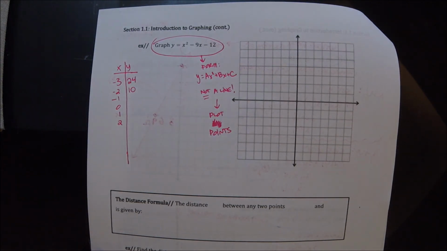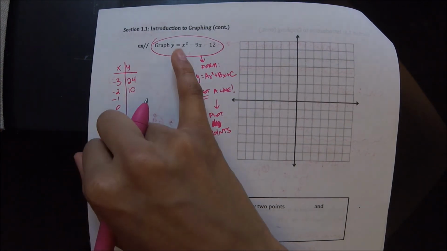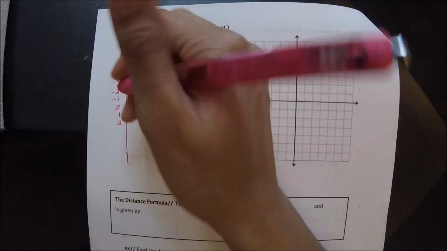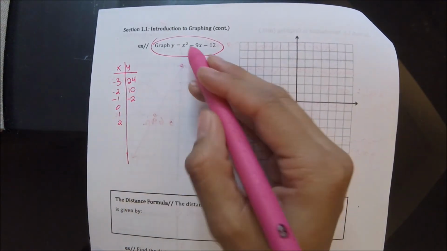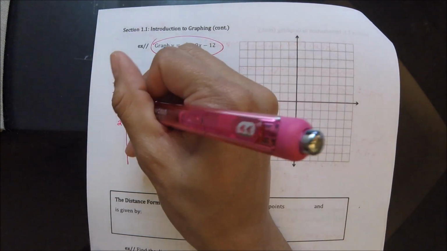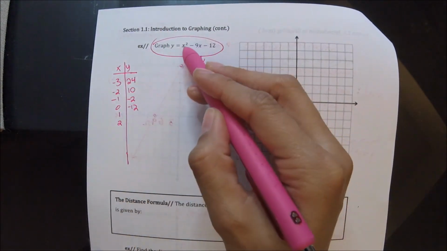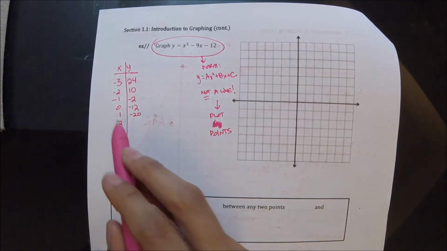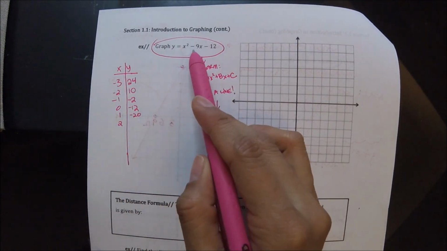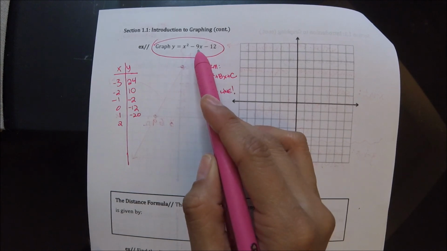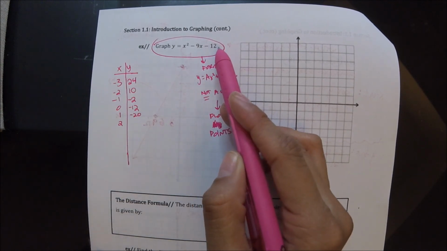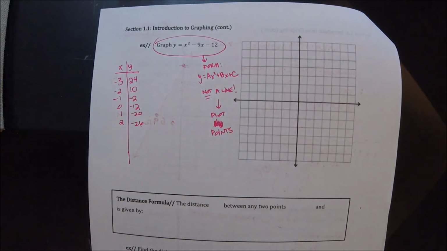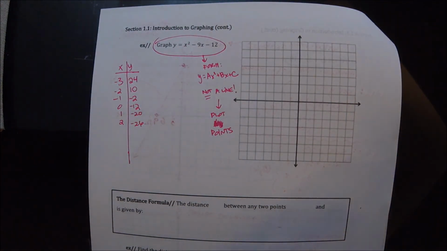If I plug in -1, I get 1 plus 9 is 10, minus 12 is -2. If I plug in 0, this is 0, 0, -12. If I plug in 1, I get 1 minus 9, which is -8, minus 12 is -20. And if I plug in 2, I get 4 minus 18, which is -14, minus 12 is -26. Okay, so that should give us a start to plot some points.